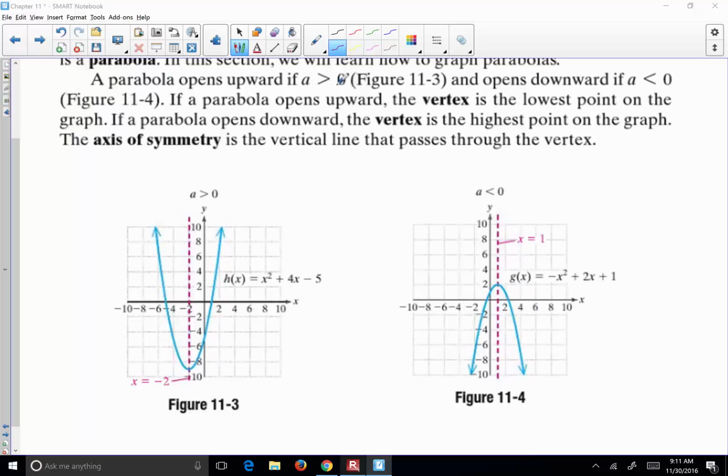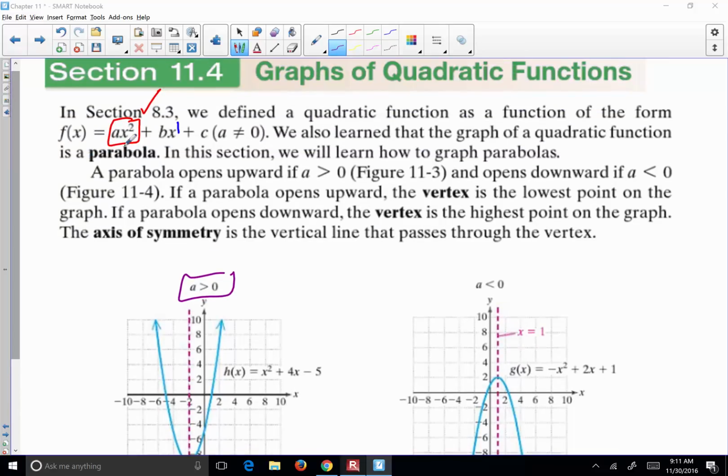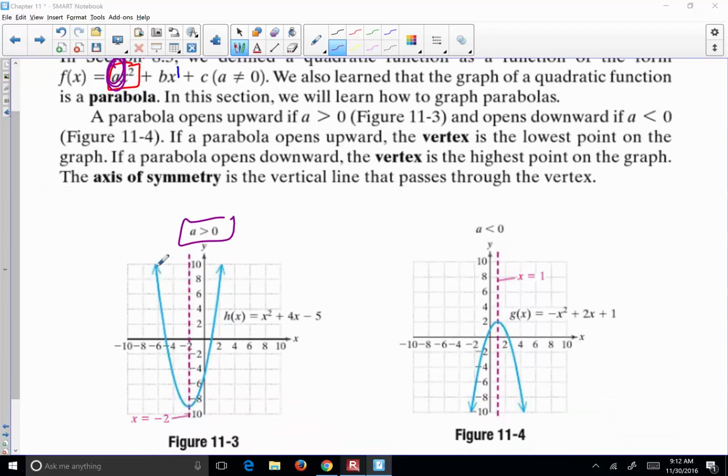But when does it become U-shaped? If the very first number in the equation, this number I'm talking about, is positive, then we have a shape like this. Look at the example. It's 1x squared plus 4x. We don't care about this. Look at here, 1x squared, positive 1. So we have a U-shaped object here.